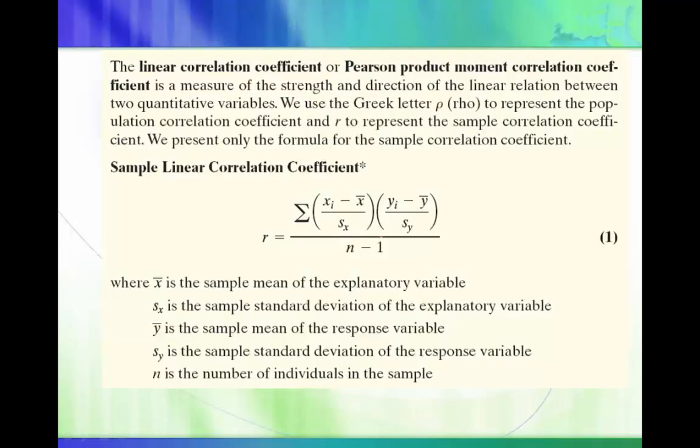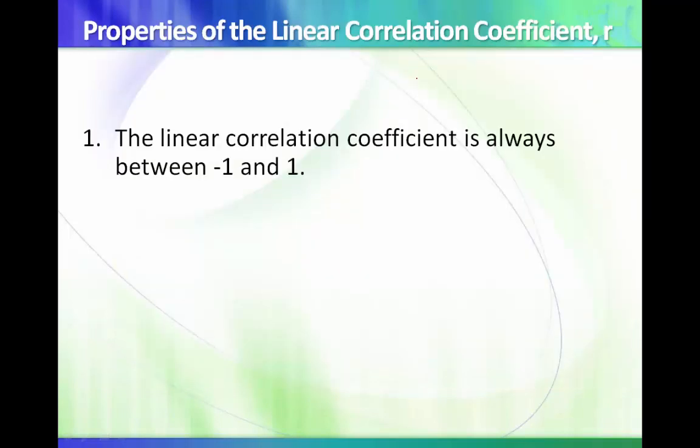The linear correlation coefficient, or Pearson product moment correlation coefficient as it's sometimes called, is a measure of the strength and direction of a linear relation between two quantitative variables. We use the Greek letter rho to represent the population correlation coefficient and the lowercase r to represent the sample correlation coefficient. And math is case sensitive. If they use a little r, then chances are a capital R is going to represent something else later on. We represent only the formula for the sample correlation coefficient below. What you need to know is the properties of the linear correlation coefficient R.